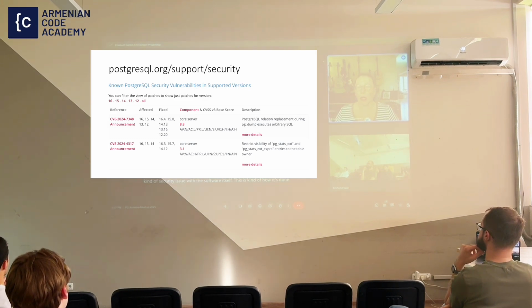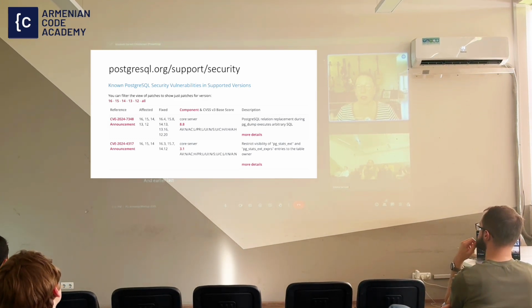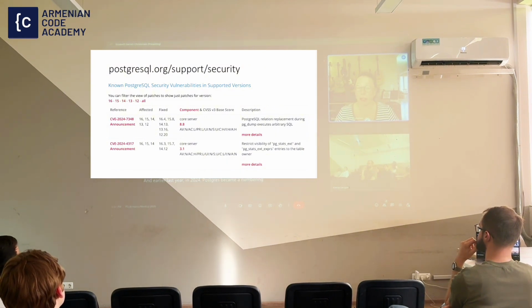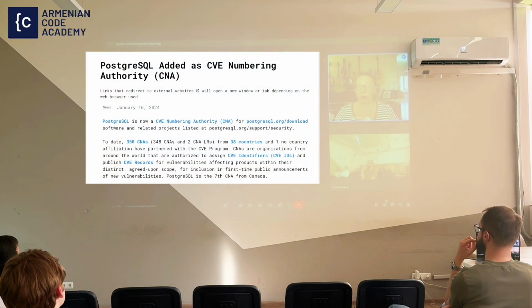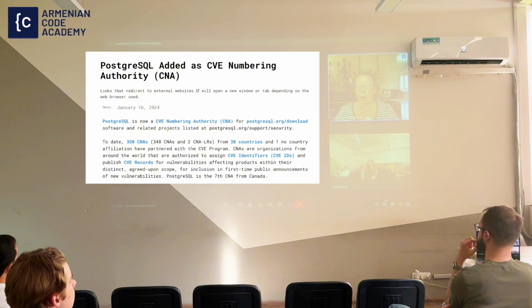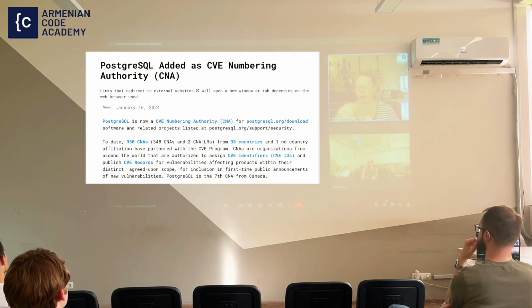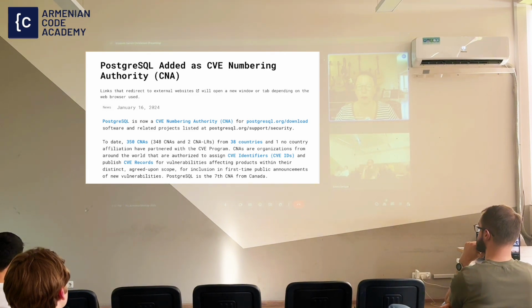Earlier last year, in 2024, Postgres became a numbering authority for CVEs. That means that if Postgres internally finds out that there's a security issue in the software, we can number those and then fix them, and then we list those on the major lists so that other people know to update their software. That's an example of a CVE listing.